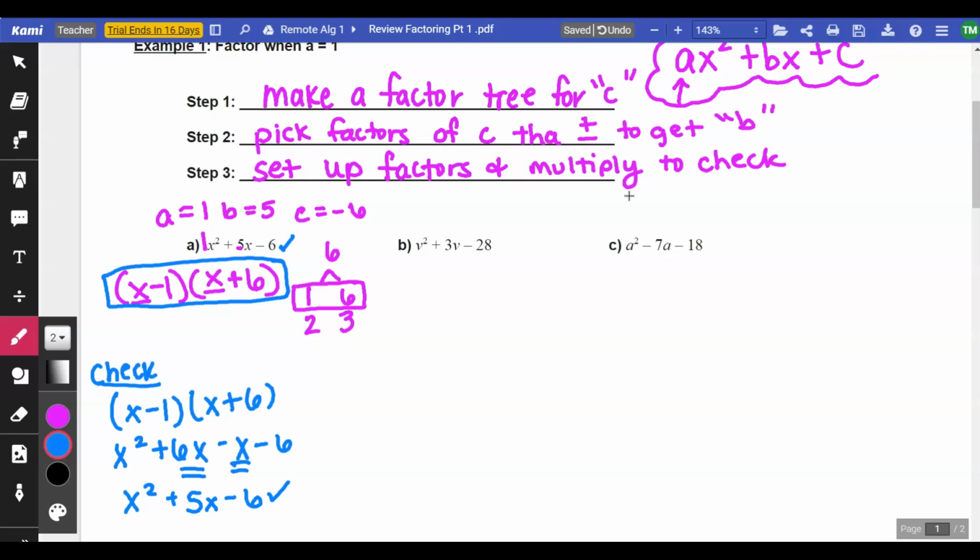Let's repeat this process for part B. So for part B, we have v squared plus 3v minus 28.